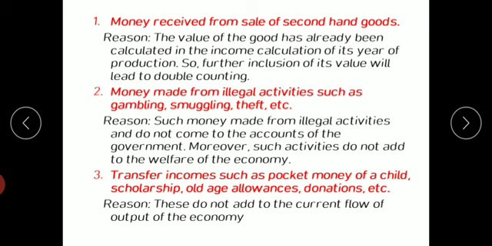As you can see, the reason is these do not add to the current flow of output of the economy. When a father is paying pocket money to his child, the father is paying the money from his income, and the father's income has already been included in the national income, right or not? So when the father is paying, suppose 50 rupees to his son or daughter, this is one type of transfer income. The child is not performing any productive activity in return for 50 rupees, right? So these incomes do not add to the current flow of output in the economy.